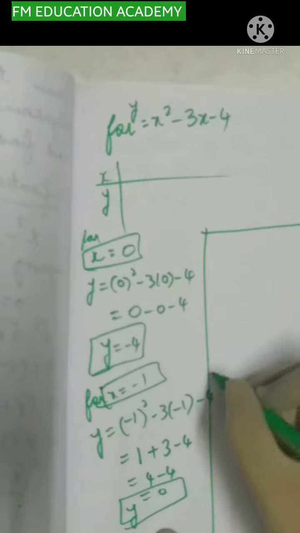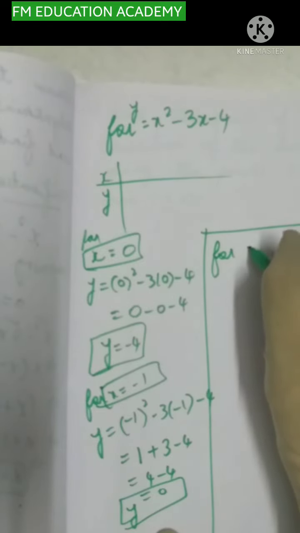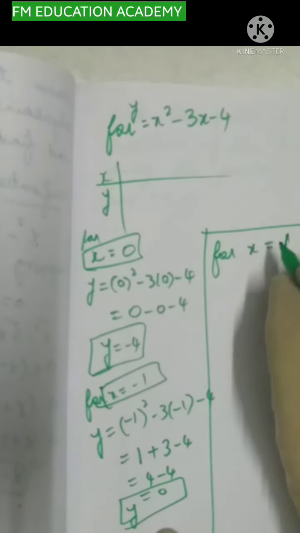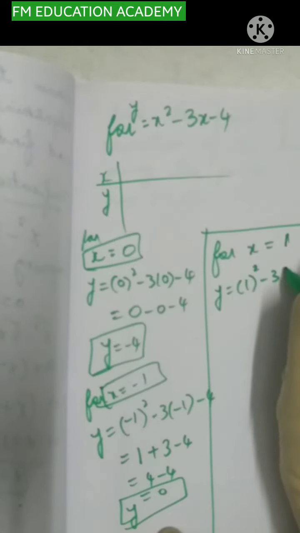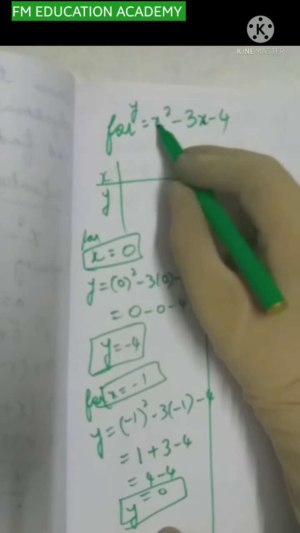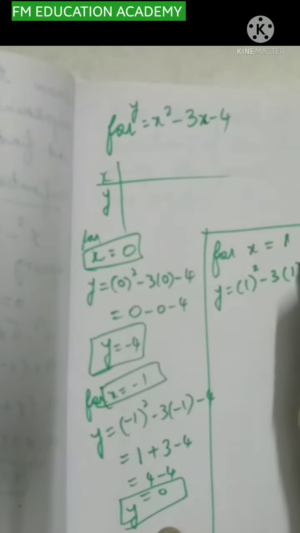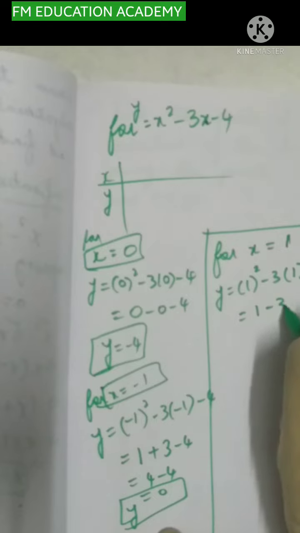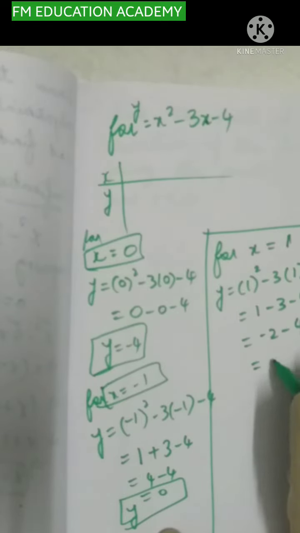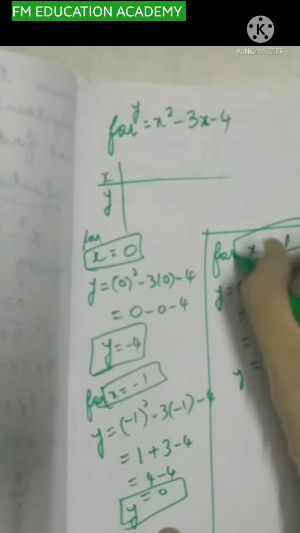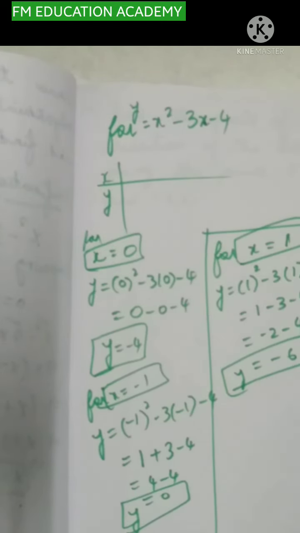Okay, now take x is equal to plus 1. Y is equal to 1 square minus 3 into, and we are substituting in place of x, 1. 1 minus 4. 1 square is 1, minus 3, minus 4. 1 minus 3 is minus 2, minus 4, we get minus 6. So we get when x is 1, y is minus 6.